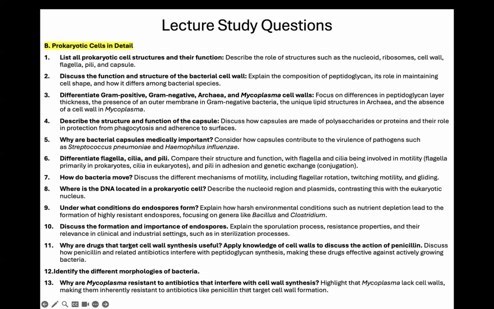Why are drugs that target cell wall synthesis useful? They're important because, for example, if someone has a gram-positive bacterial infection, gram-positive bacteria have thick peptidoglycan. So if you give them an antibiotic like penicillin that targets the cell wall, it weakens the bacteria and the bacteria eventually die. The different morphologies of bacteria, the main ones are rod-shaped, circular is called coccus, and spiral. And then why are Mycoplasma resistant to antibiotics that interfere with the cell wall? It's because they do not have a cell wall. Finally, I want to add one other thing that I hope you get out of this, which is that bacteria have a 70S ribosome. And in the next lecture, we'll talk about eukaryotic cells.